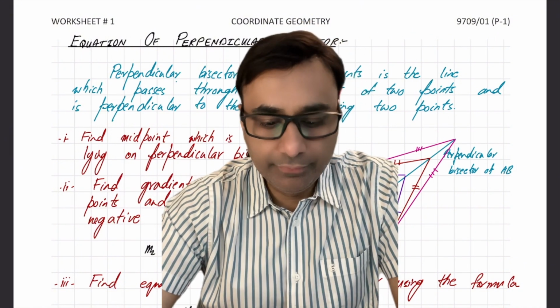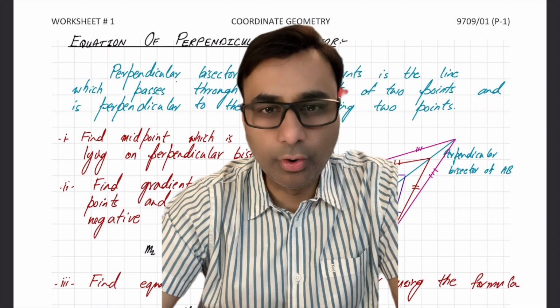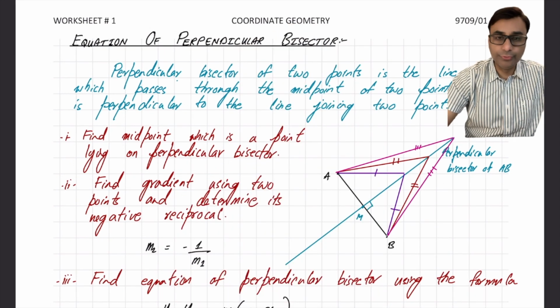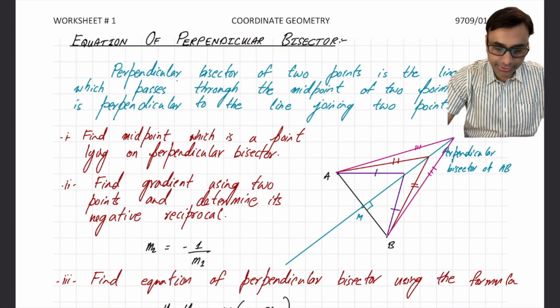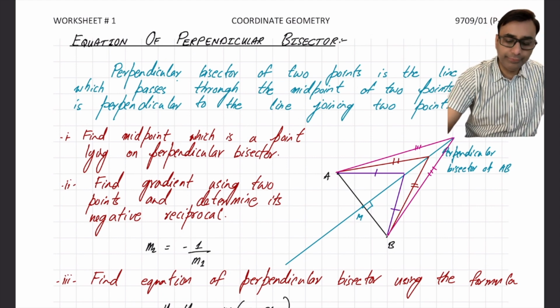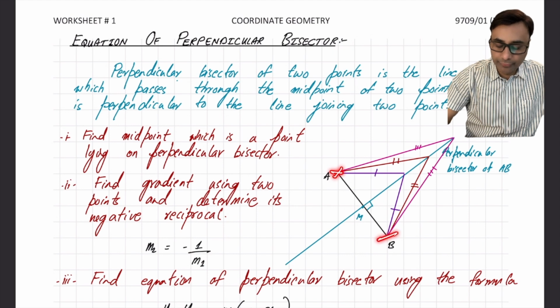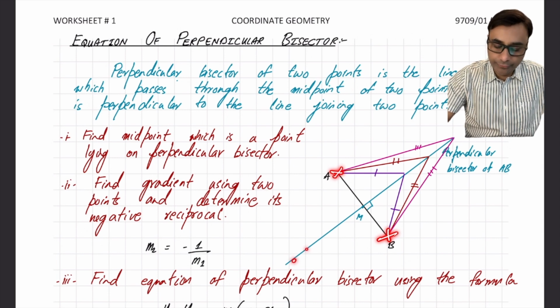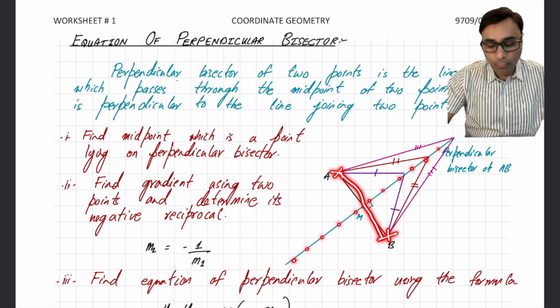In this video, I will explain how to form the equation of a perpendicular bisector and how to use it. To find the equation of a perpendicular bisector, you will be provided with 2 points, 2 coordinate pairs, and you will have to find the equation of the perpendicular bisector of those 2 points. As the name clearly indicates, you are looking for the equation of the line which is perpendicular to the join of these 2 points and also bisecting the join of these 2 points.